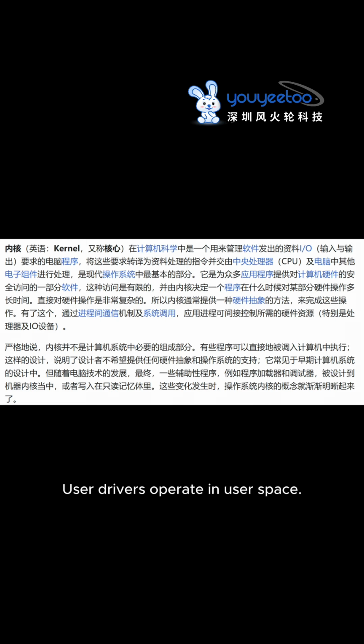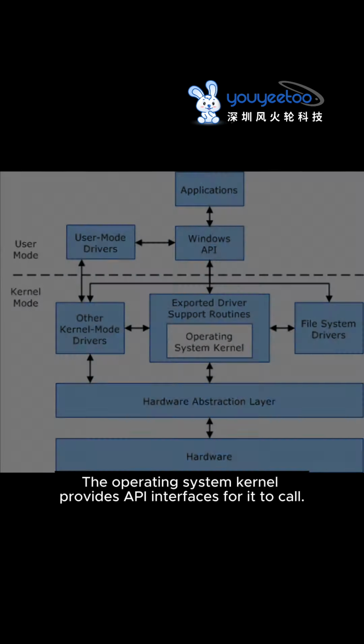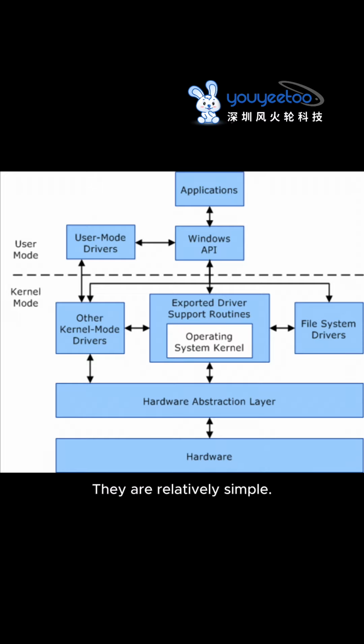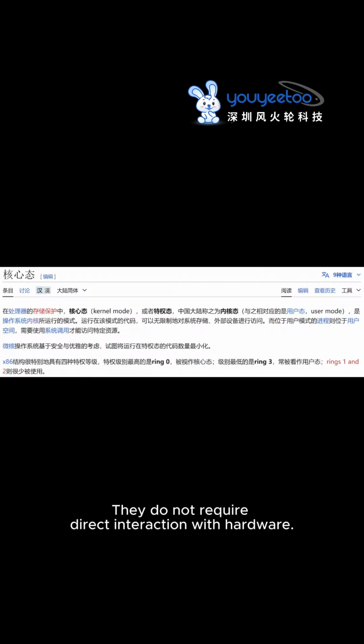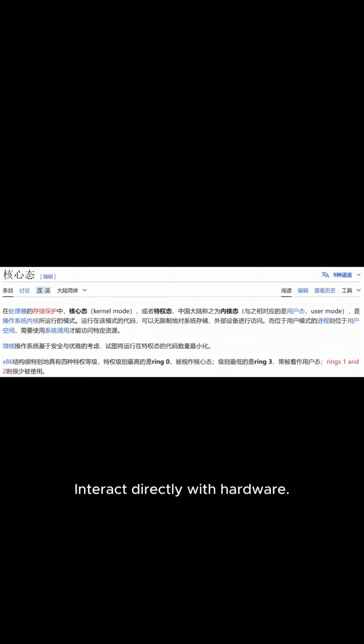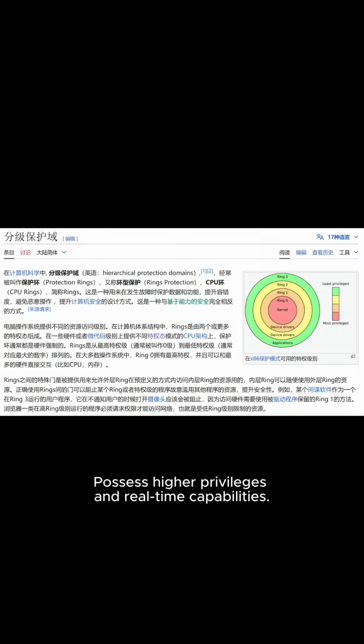User drivers operate in user space. The operating system kernel provides API interfaces for it to call. They are relatively simple. They do not require direct interaction with hardware. Kernel drivers, on the other hand, run in kernel space, interact directly with hardware, possess higher privileges, and real-time capabilities.